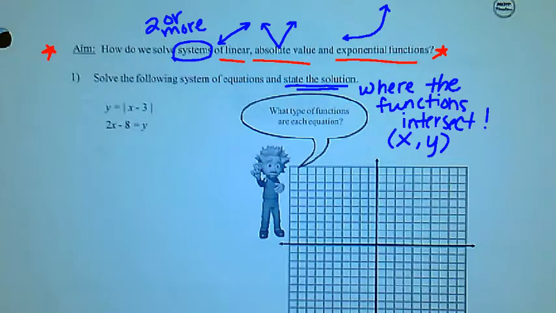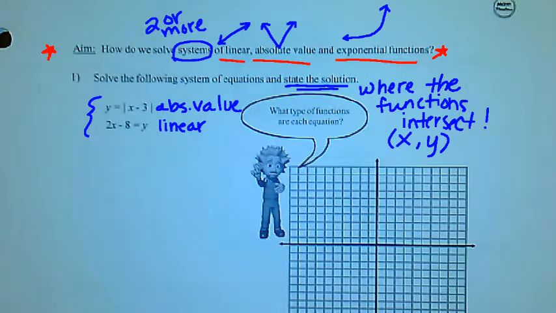Okay, so the first thing we're going to do is we're going to look at each of these and we're going to decide what they are. So looking at this first one, this is going to be an absolute value. And the second one, that one is going to be a line.